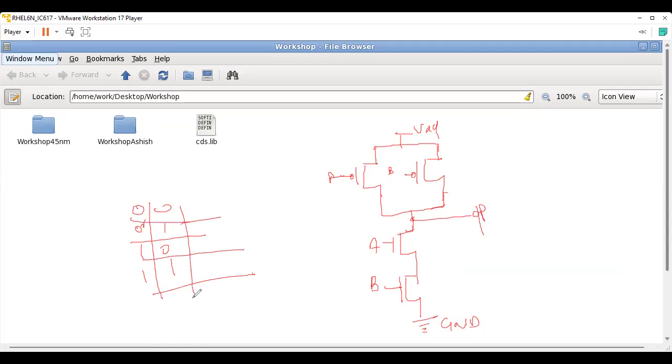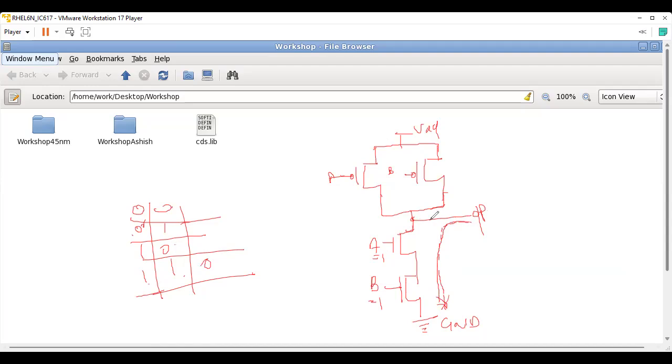Now you see in this case, this output will be going towards the ground only in one case, when this A and B both are 1. Right? So when A and B both are 1, it is sure that the output will be drained towards the ground. Means 0. In all other cases, you have at least 1 0.